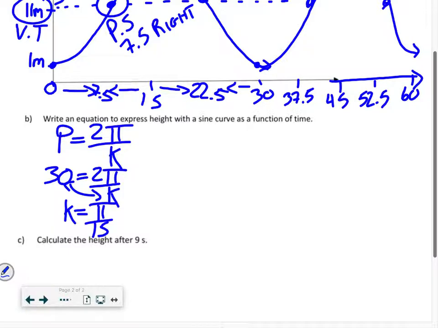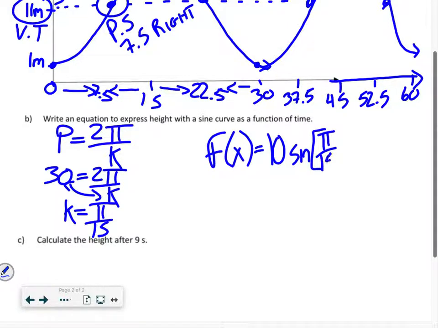So now our sine function is going to be f at x equals our amplitude of 10 sine square bracket, our k value, which we just found, x minus our phase shift, which was 7.5. Close all my brackets, plus 11, which was my vertical translation.